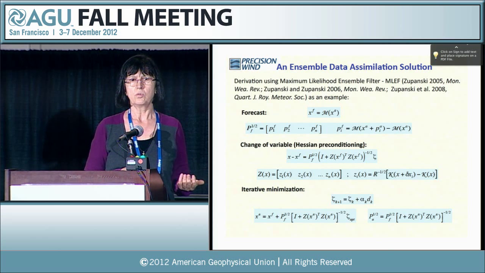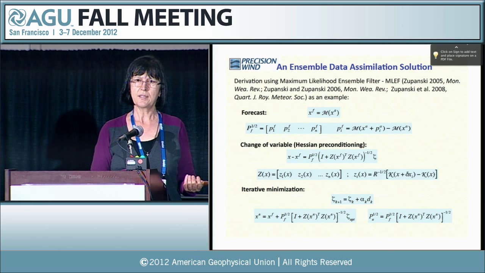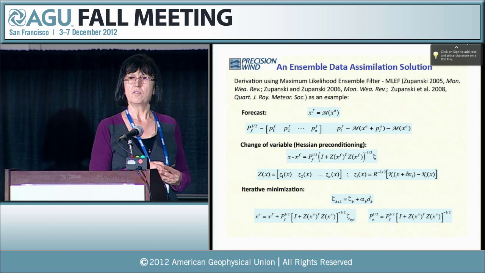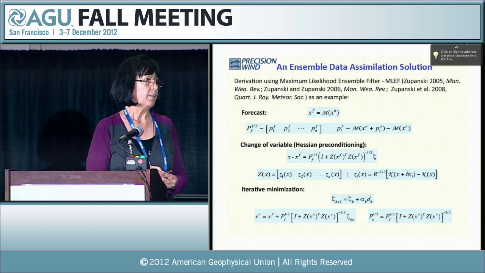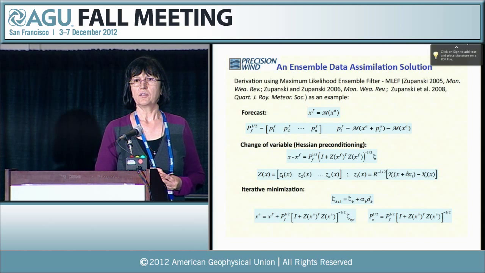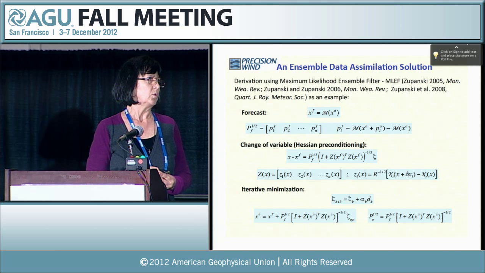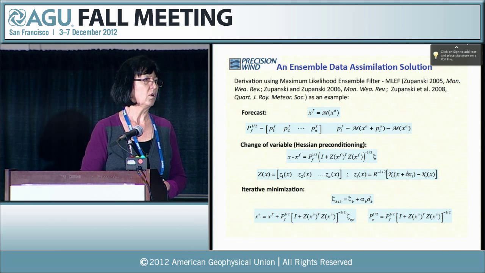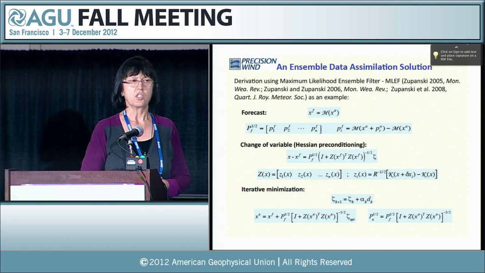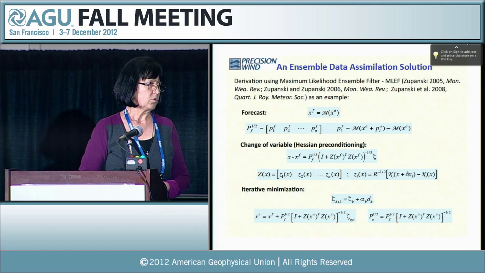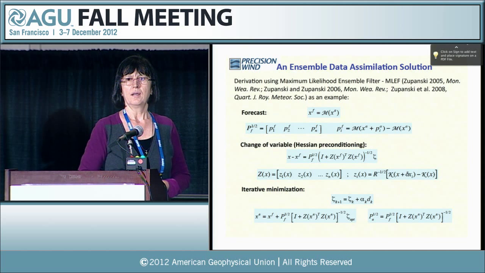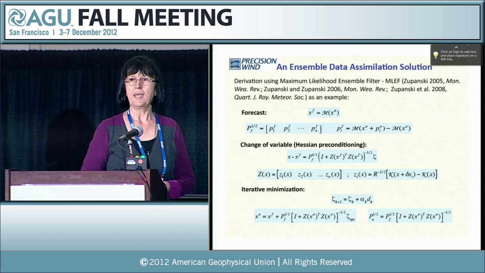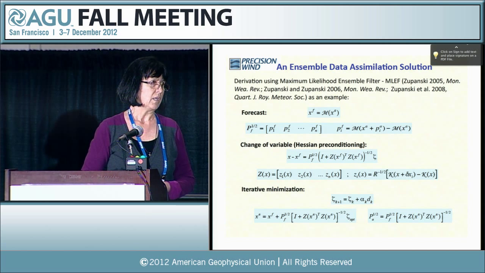A particular solution to this problem could be an ensemble data assimilation one, and an example here we are using is the MLEF method. MLEF method does respect nonlinearity of the problem through change of variable and Hessian preconditioning, and also through iterative minimization. We end up with a solution in terms of analysis, XA, and in terms of analysis error covariance, PA, which is here actually a square root.